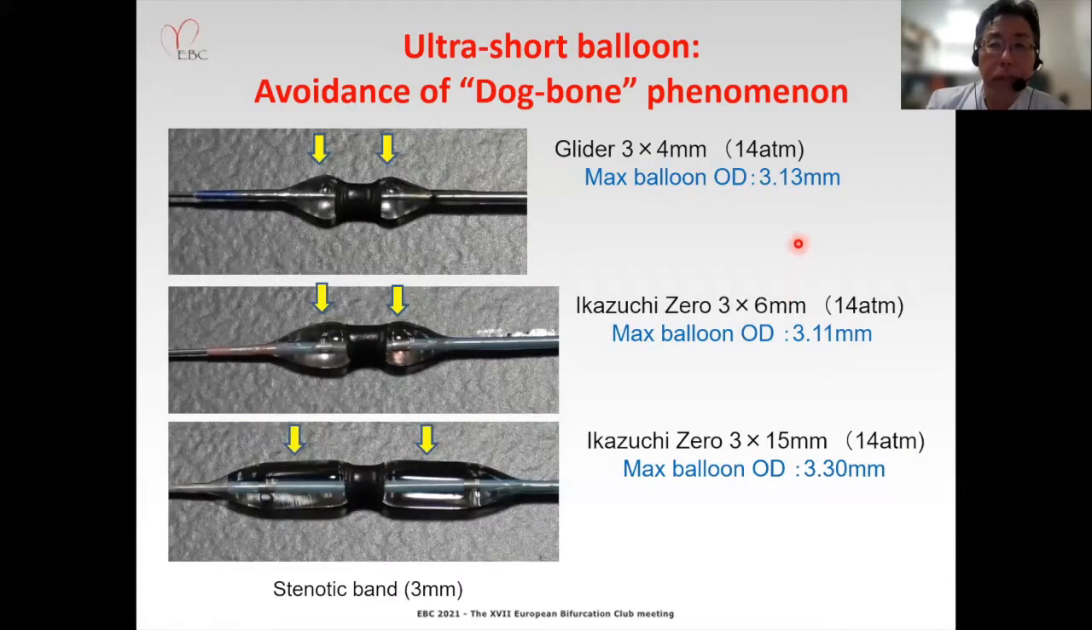This is a test for overdilation of the balloon dilated at 14 atmospheres in the hard stenotic region. Neither the 4 nor 6 mm balloon showed dilation over the compliance curve, while overdilation, the so-called dog bone phenomenon, occurred in the long balloon. It suggests the short balloon is superior to the long balloon for sufficient side branch ostial expansion and less injury.